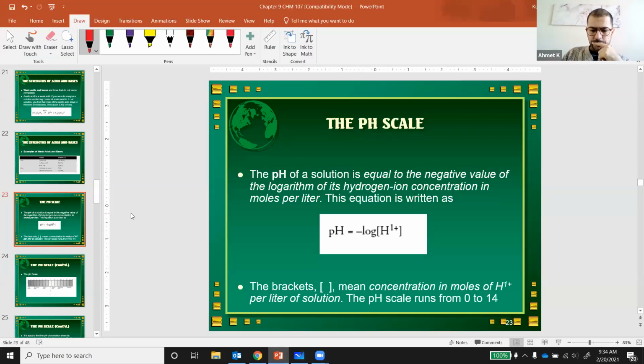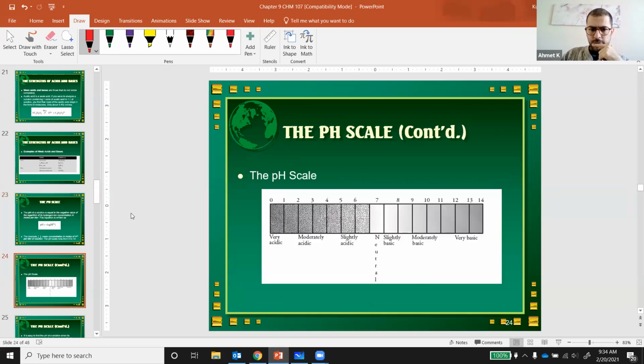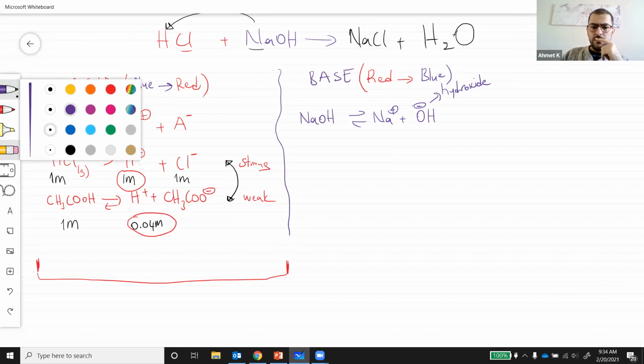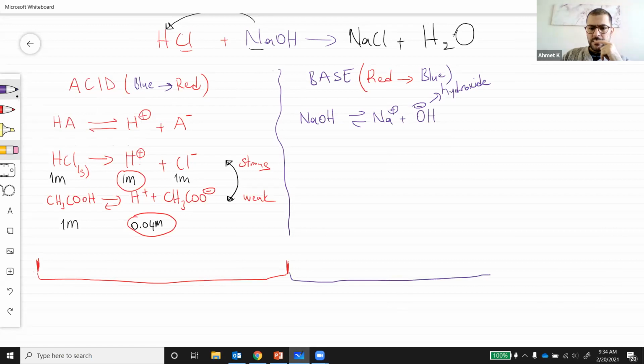Let me show you here. We use actually from 0, let's say this is 7, and from here we use another one, let's say this is base. So we use this pH scale and it goes from 0 to 14, right?